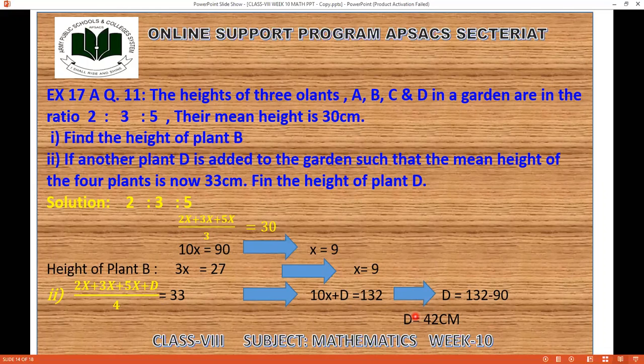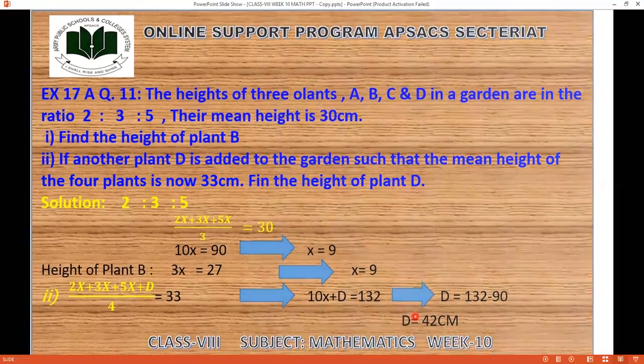So this is question number 11. I hope it's clear to you people, but if you didn't understand any concept, you can ask in your assignment. I'll explain again in the next lecture.